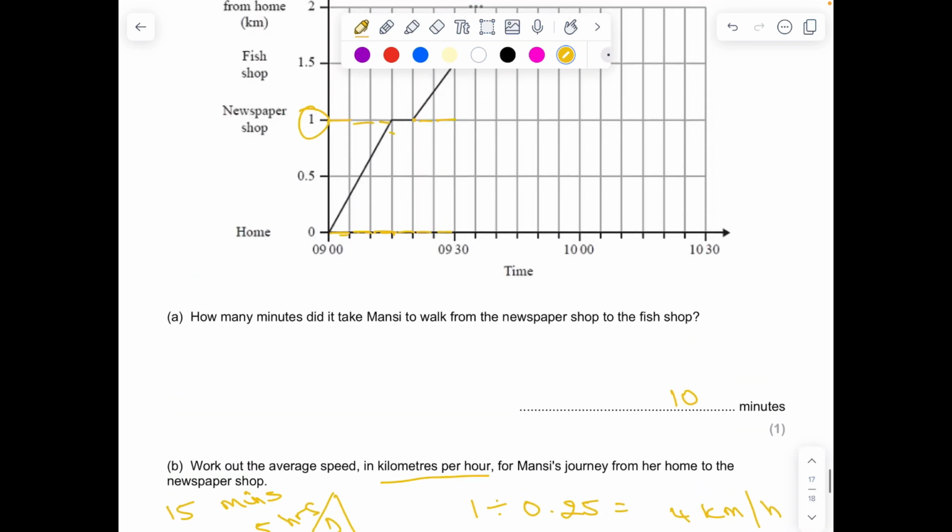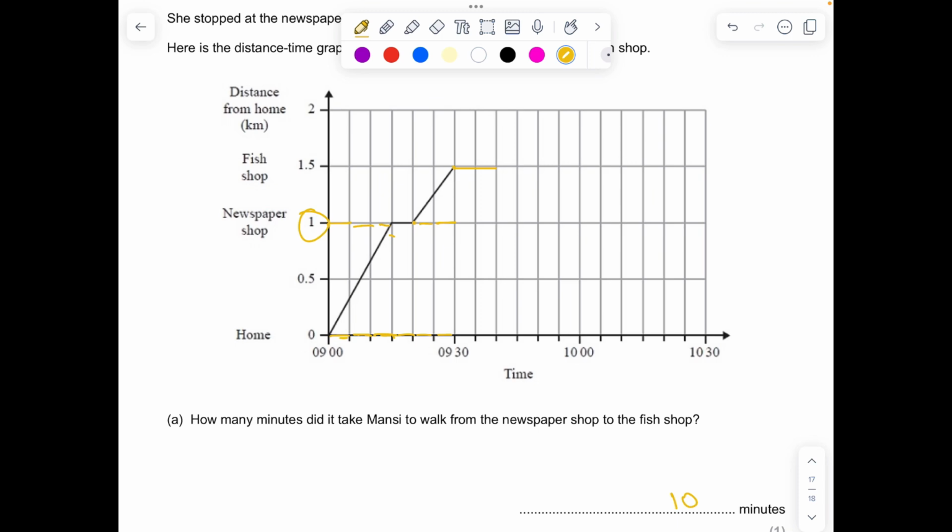So we know that from here, 30 minutes: 5, 10, 15, 20, 25, 30. So here must be where she gets home. So she gets home at 10:10.